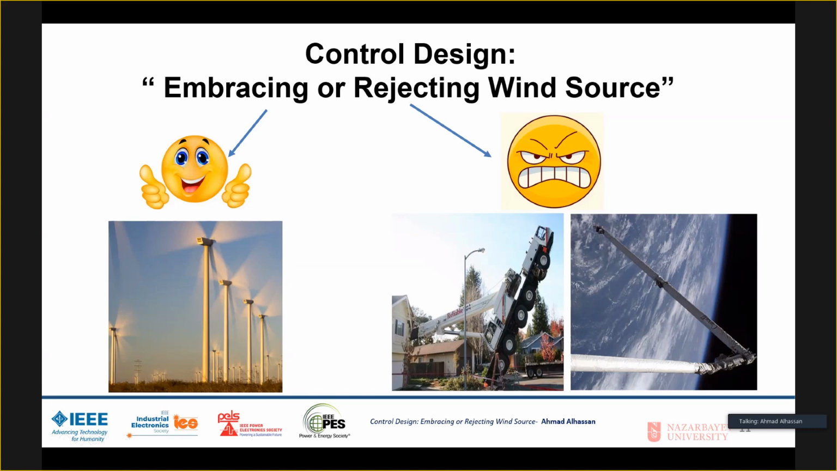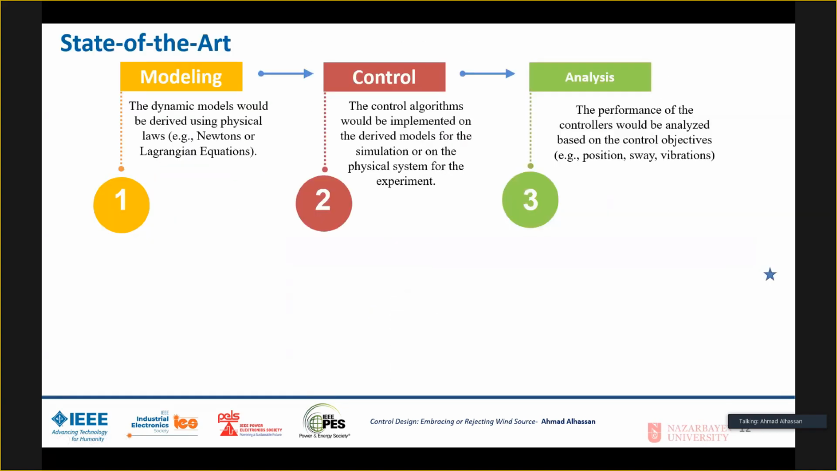Now let's see the state of the art. We want to explain what we do before we come to our main research. The main thing is we need the modeling in most cases, because sometimes you have to do the simulation first before you do the experiment. So how can you perform a simulation analysis without the model? So now we need to derive the model.